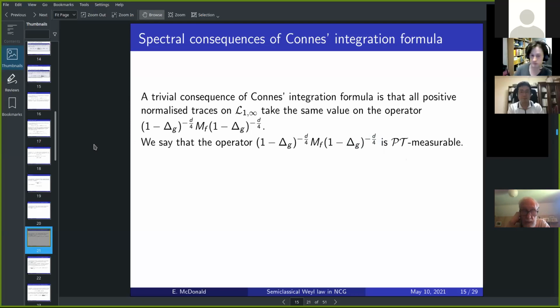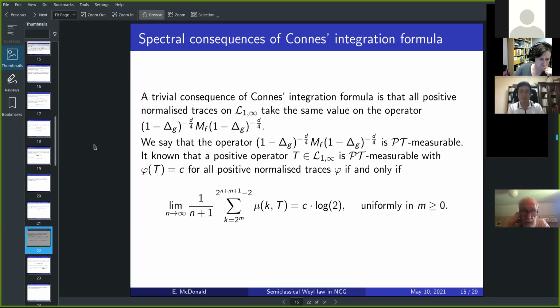So as a matter of fact, we know exactly which operators have this property. It turns out that a positive operator is PT measurable if and only if you have a certain asymptotic condition on the singular values. So phi(T) is equal to c for all positive normalized traces phi, if and only if this certain limit of averages of the singular values exists and converges uniformly in a parameter m. It's a certain condition. The point I'm trying to make is that Connes' integral formula implies a certain asymptotic property on the spectrum of the operator inside the trace. But this particular operator, we know a lot more about it. It is a pseudo-differential operator of negative order. And a lot is known about these operators.